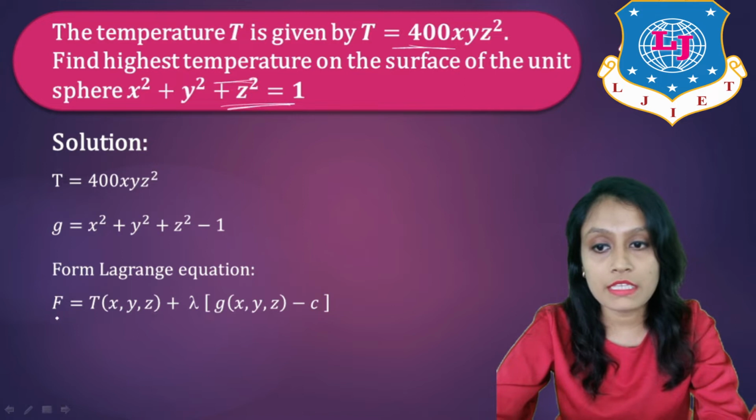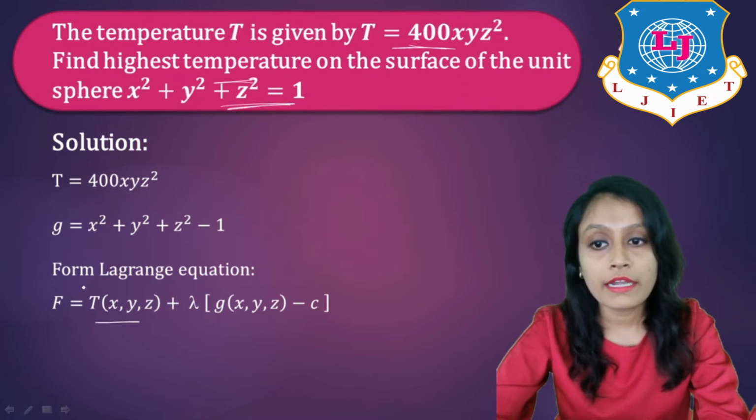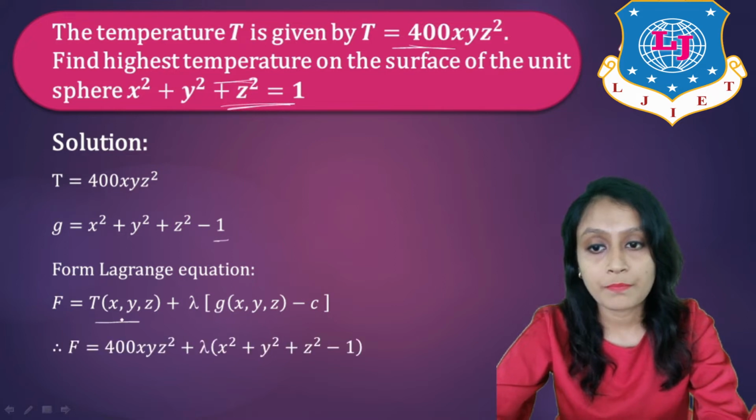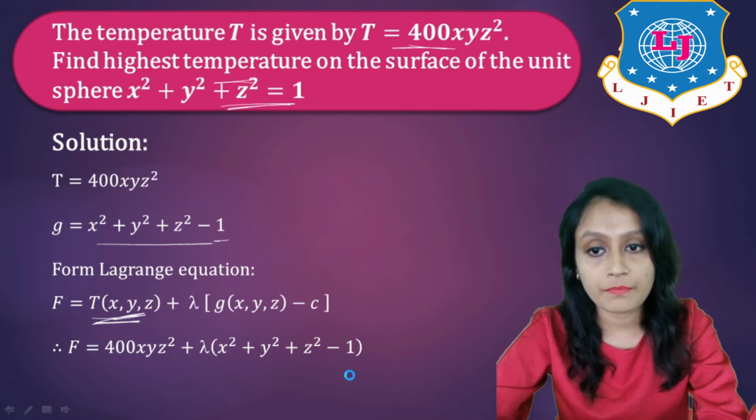So equation is F is equal to function. Function is what? 400 x, y, z square. So here we will write T plus lambda times constraint. Constraint is g. So g of x, y, z minus c. This is constraint. Next. Substitute the value of T. So that is 400 x, y, z square plus lambda times this g, that is x square plus y square plus z square minus 1.